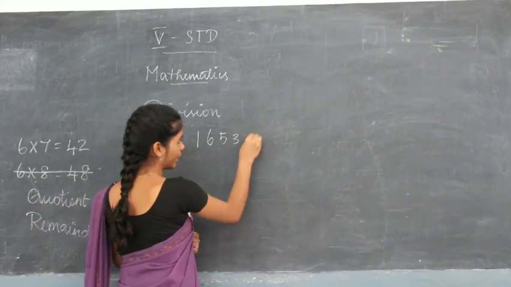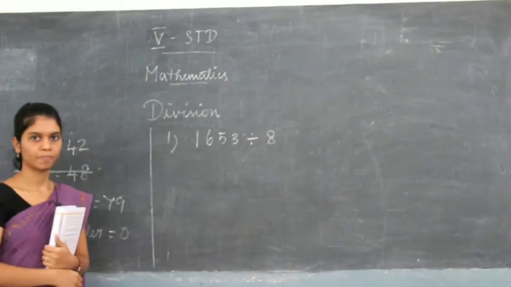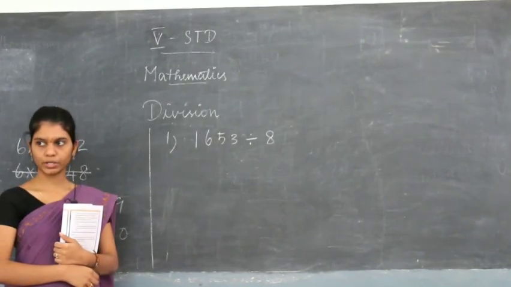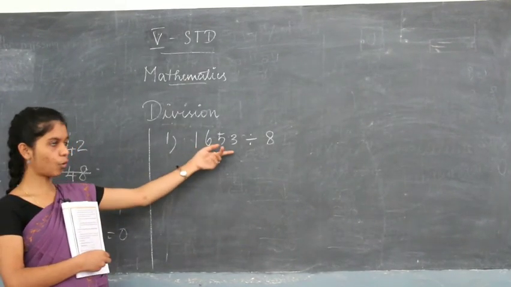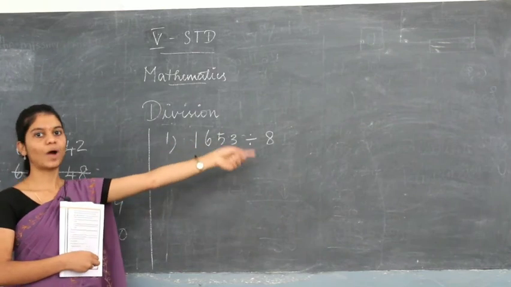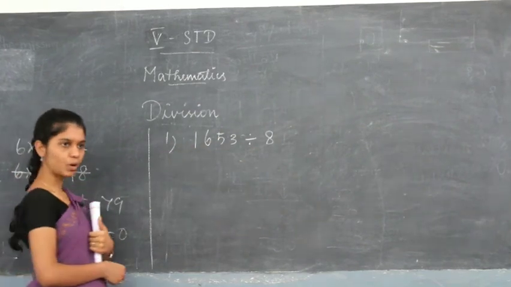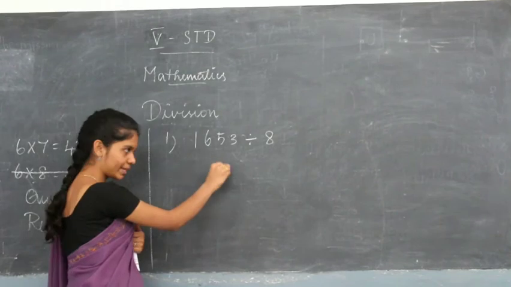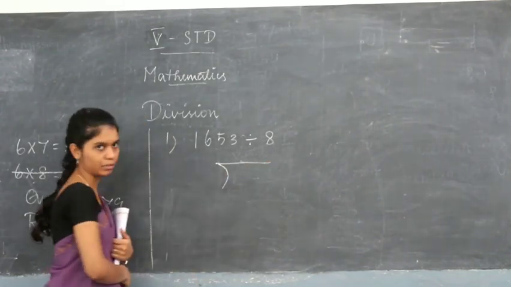1653 divided by 8. This is your question. So what you should do? You should divide this 4-digit number with a 1-digit divisor. First, what you should do? You should always put the division table.